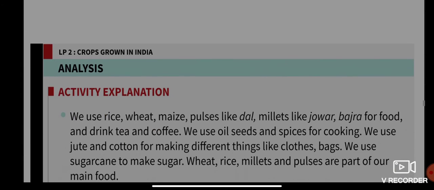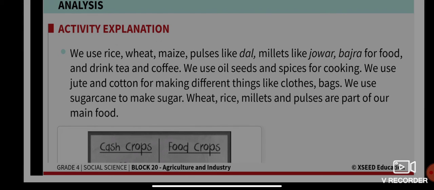Alright, so there are different kinds of crops that we find. We use rice, wheat, maize, pulses like dal, and millets like jowar and bajra for food, and we drink tea and coffee. We also use oil seeds and spices for cooking. We use jute and cotton for making different things like clothes and bags. We use sugar cane to make sugar. Wheat, rice, millets, and pulses are part of our main food.